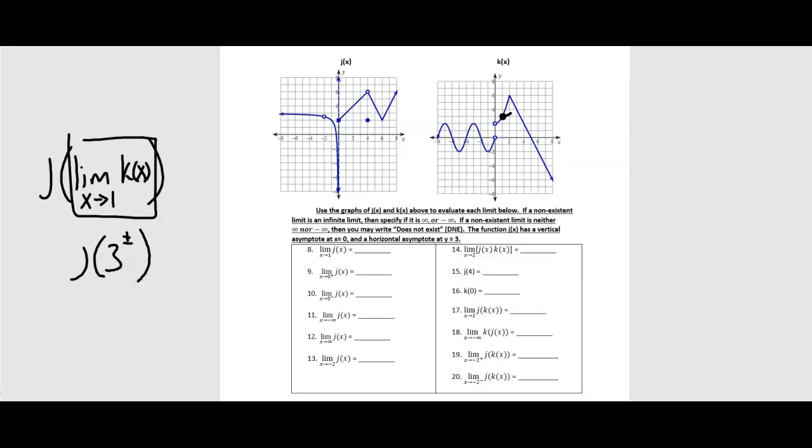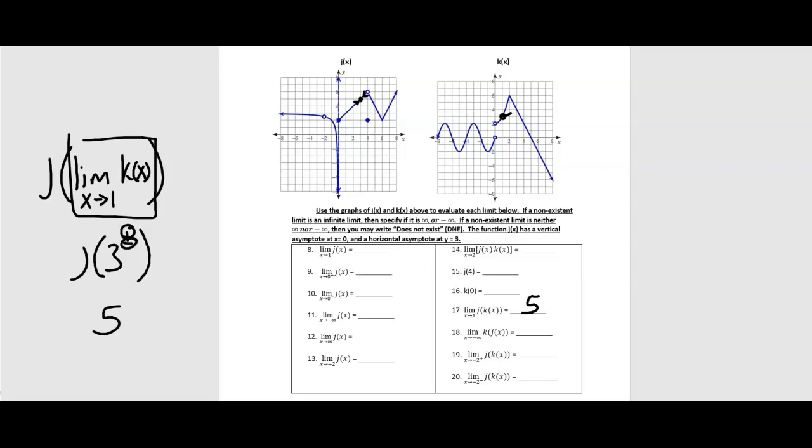Okay? Now, looking at my j function now, where is x equal to 3? Well, that's right here. Now, whether you approach from the right or the left, that's also the same answer. So either way, whether you're approaching from the right or the left, you end up with 5 as a final answer. So the answer to that one is 5. Okay? Let's go ahead and take a look at number 18.